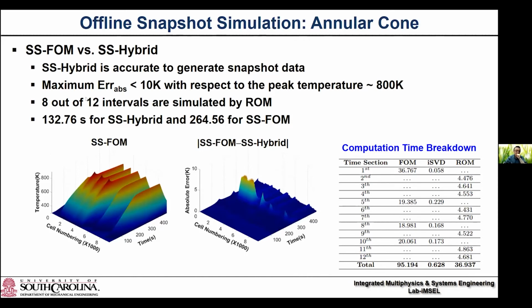All right. Here you can see that the hybrid snapshot simulation is very accurate in generating the snapshot data, because this is the difference between the full order model simulation and our hybrid simulation. You can see that the absolute error is less than 10K. However, the peak temperature is 800K, so this error is very small. Most importantly, 8 out of 12 intervals are simulated by ROM. Here you can see that all of these are simulated by ROM. Only 4 intervals are simulated by the full order model. So our hybrid snapshot simulation costs only about 50% of the traditional full order model snapshot simulation.